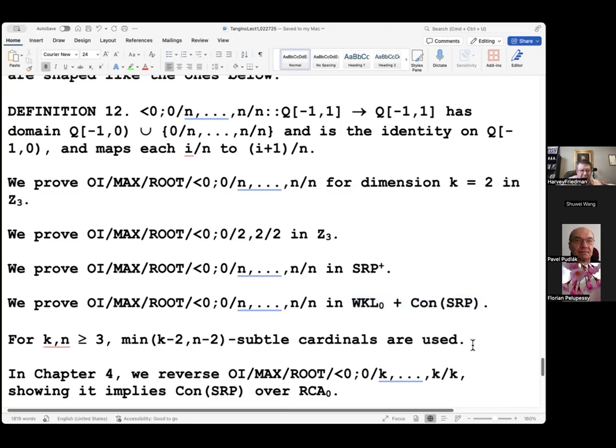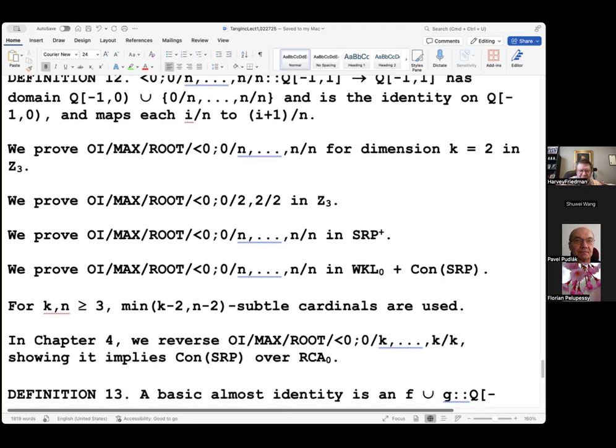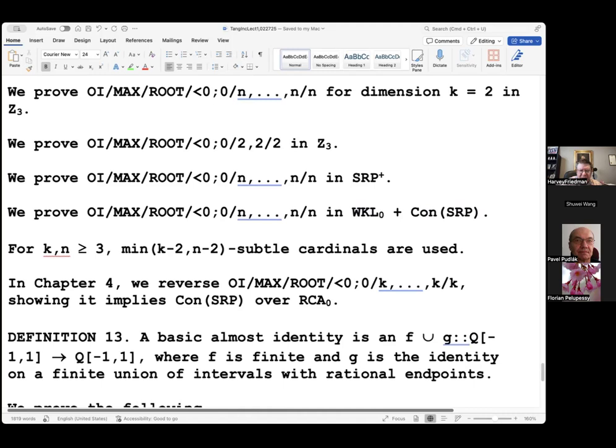The point is that I only use the amount of subtle cardinals in the SRP hierarchy, so to speak. What I use depends on the parameters k and n. Maybe it's off by one or something, but I think it's basically right. I have to get clear about this.